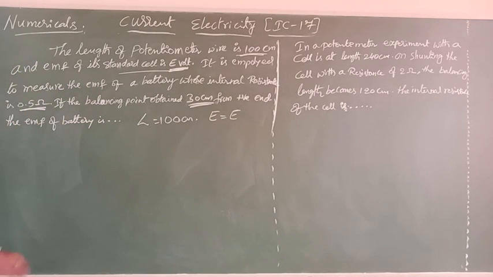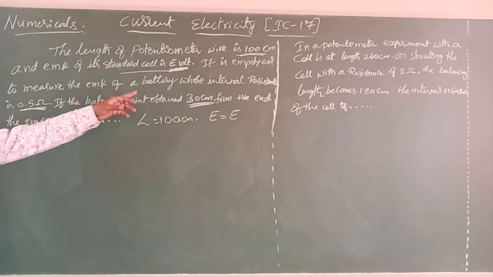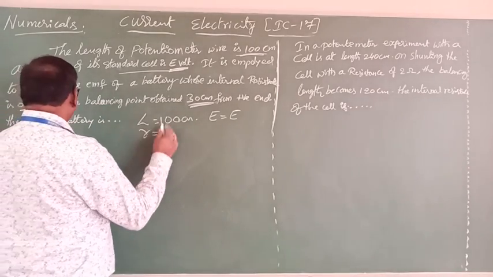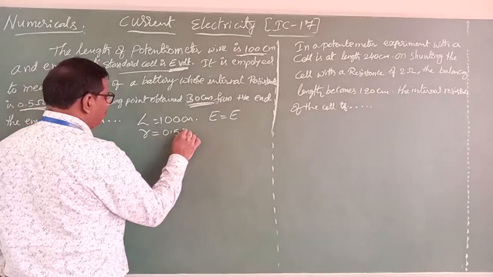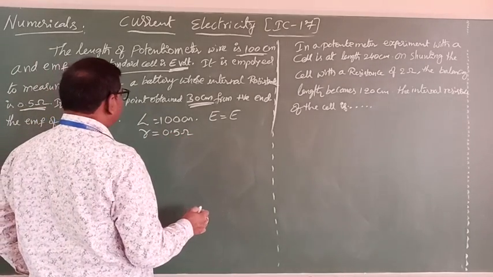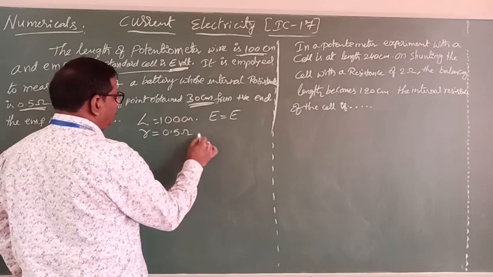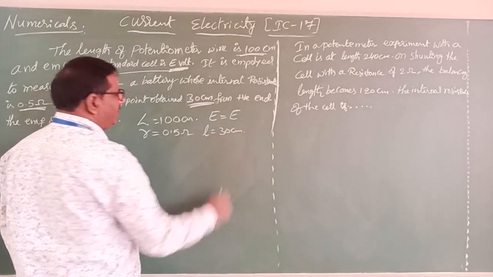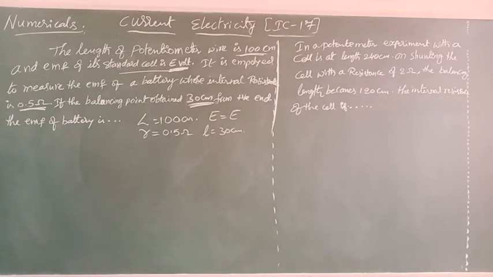It is employed to measure the EMF of a battery whose internal resistance, small r, is also given. Internal resistance, how much they give? 0.5 ohm. The balancing length obtained, small l equal to 30 centimeters, from the positive end. Then the EMF of the battery, they are asking the EMF E value.